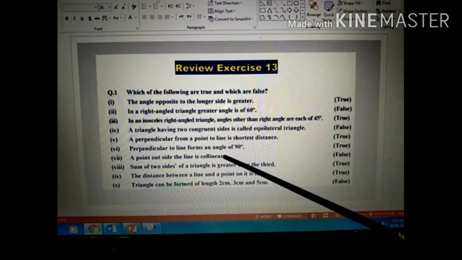Yes, true. A point outside the line is collinear? No. If the point is on the line, then it is collinear. False. This one is false.